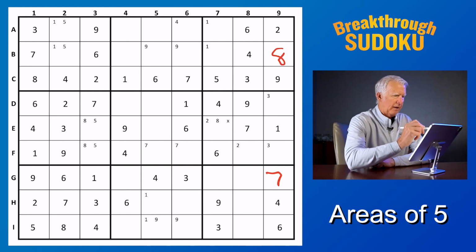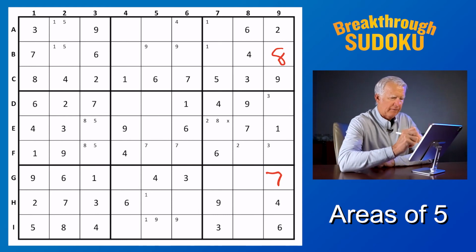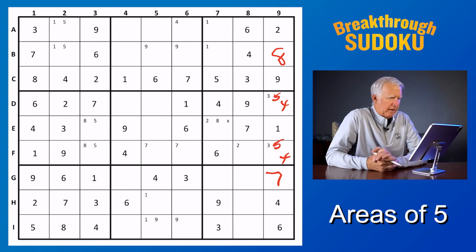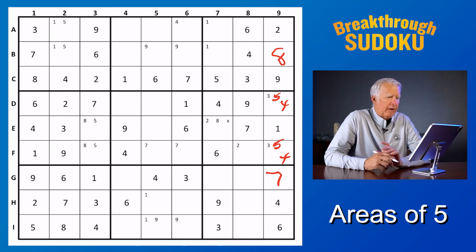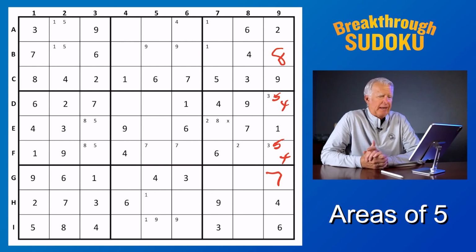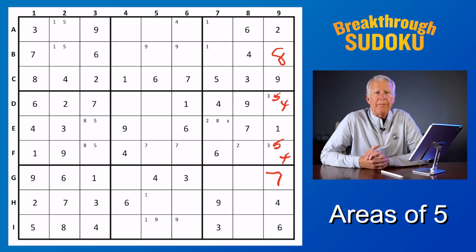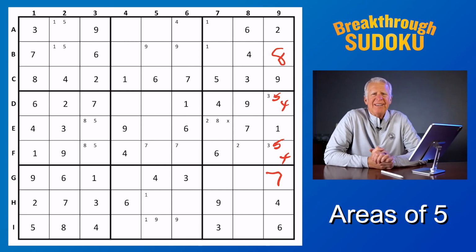And all we've got left now is 3, 5, and 3, 5. That gives us a nice little 3, 5 chain that we'll work on later as the puzzle progresses. So good stuff there from the area of 5. It allowed us to get an 8 and a 7, and more progress will happen thereafter. So I hope that helped, and we'll see you next time.